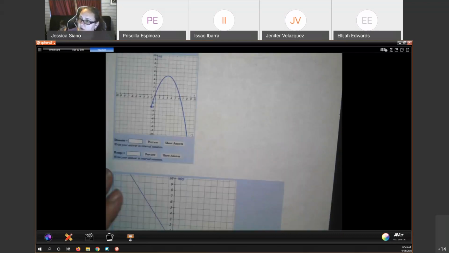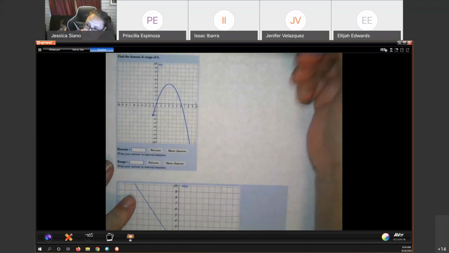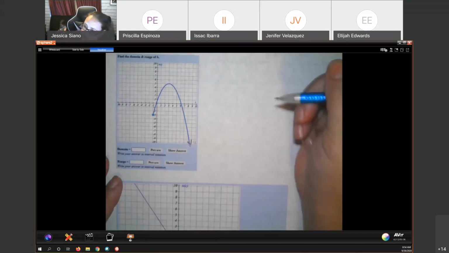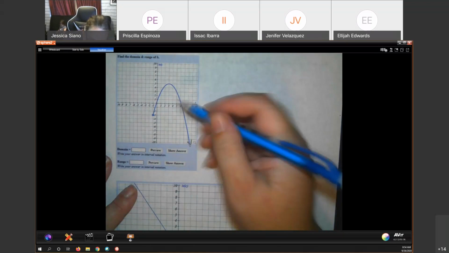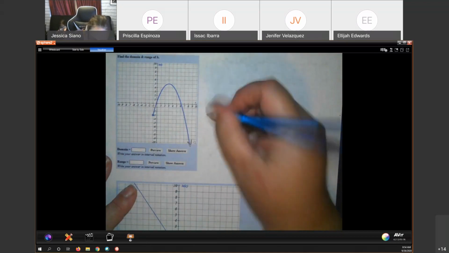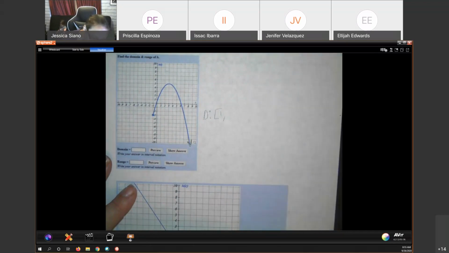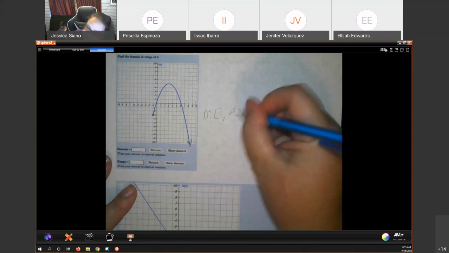Domain and range. Remember, domain is left to right, range is bottom to top. If there is no dot, then assume there's an arrowhead. So left to right, this starts at 1, and it's got a closed dot, so 1 gets a bracket. And then it's going to keep on going to the right forever.